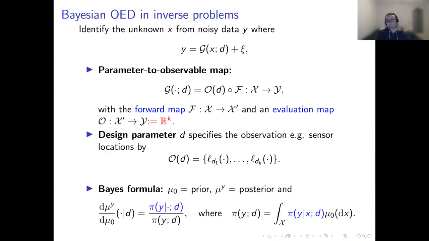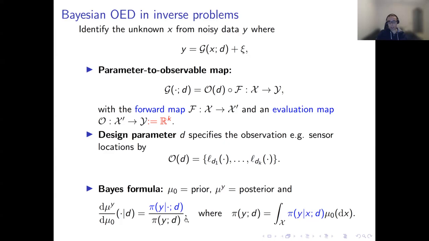Now I'm adopting the Bayesian approach. So I assume that mu naught is some prior distribution on the space X. And under quite simple assumptions, the Bayes formula gives me the posterior distribution. It states what the Radon-Nikodym derivative between the posterior and the prior is, saying that the posterior is absolutely continuous with respect to the prior, and the Radon-Nikodym derivative is given as a ratio of the likelihood and the marginal distribution of y.